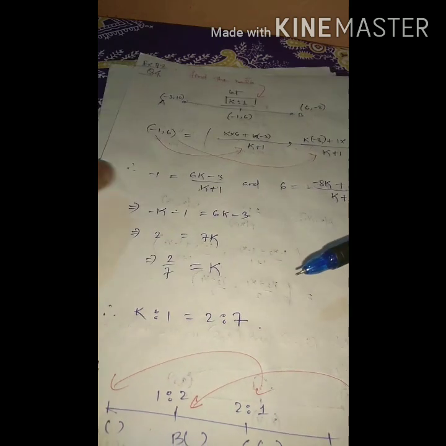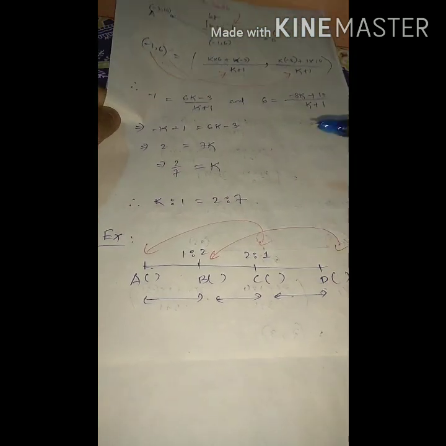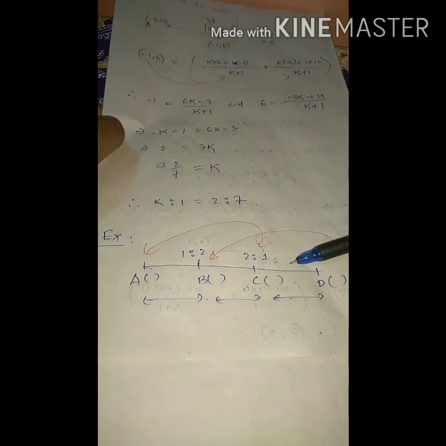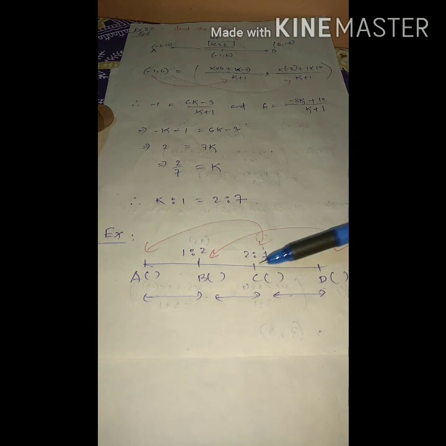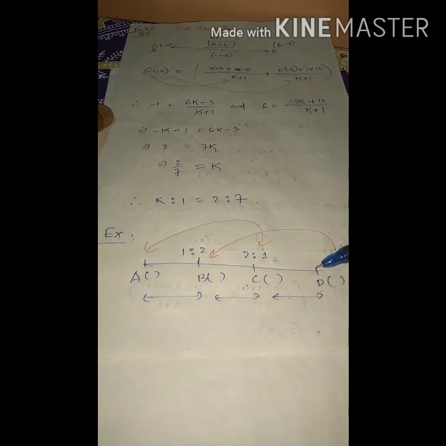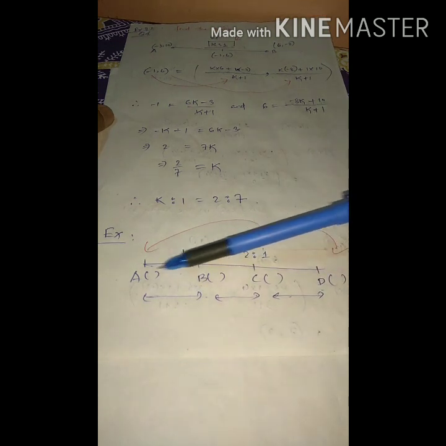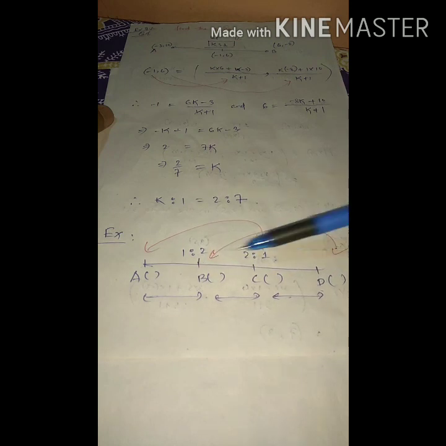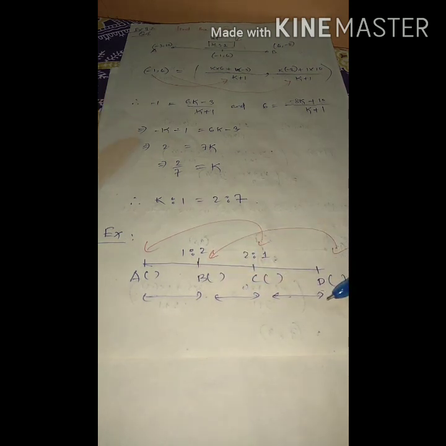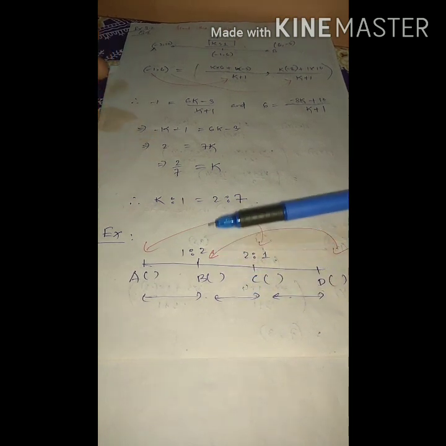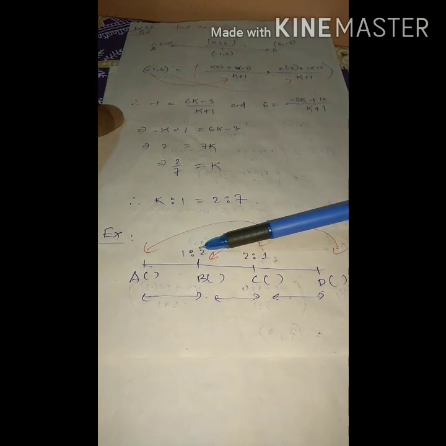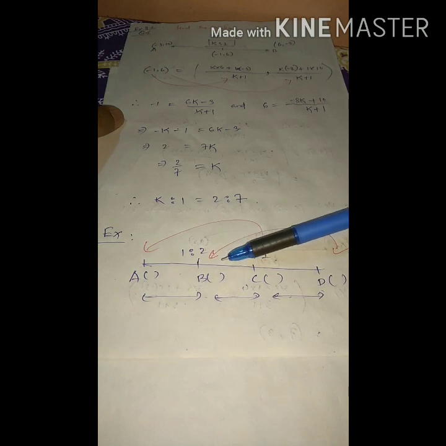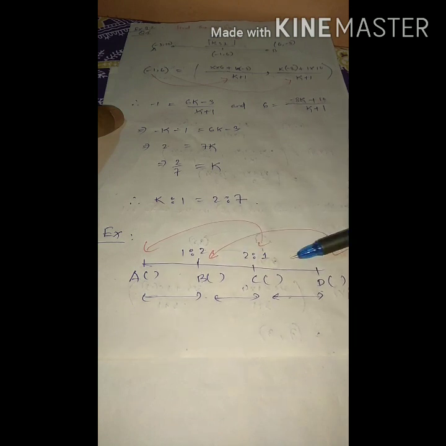Now let's consider another example. Suppose you see here lots of points are given: A, B, C, D. If you see how many parts there are: first part, second part, third part. This is known as trisection. A line we separate into 3 parts, that's why trisection. Two parts is bisection; here, trisection is 3 parts. Here, 2 parts are there.